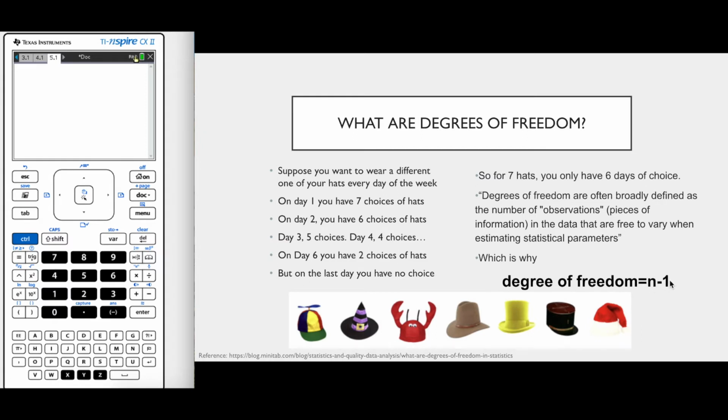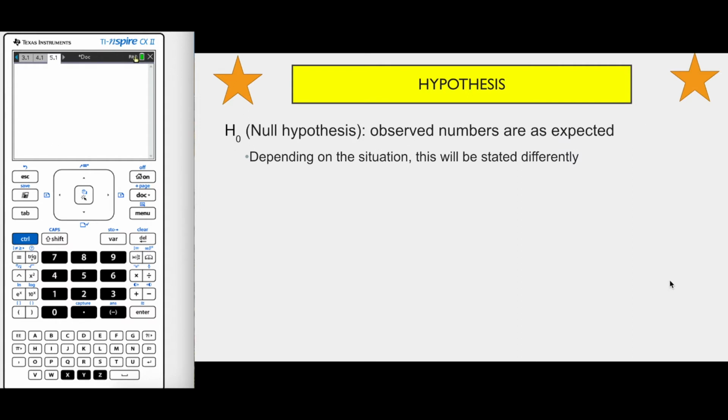Okay, now that we have that settled, let's talk about the null hypothesis and the alternative hypothesis when we're dealing with goodness of fit. At this point, it would be good to mention that the goodness of fit test is used when we want to check if our sample matches a certain distribution. So we want to make sure it matches or it follows a given distribution. So the null hypothesis is always going to be that the observed numbers are as expected. So depending on the situation, this is going to vary because the expectations can vary.